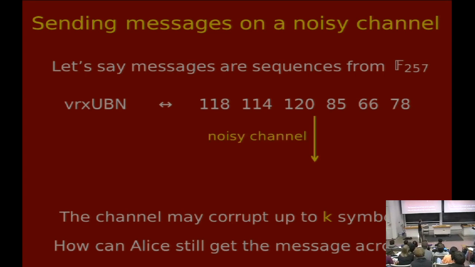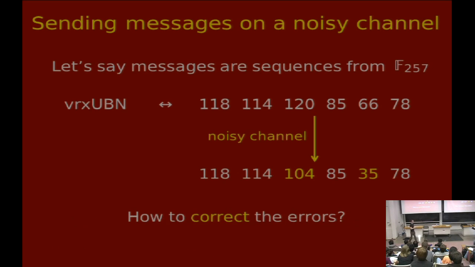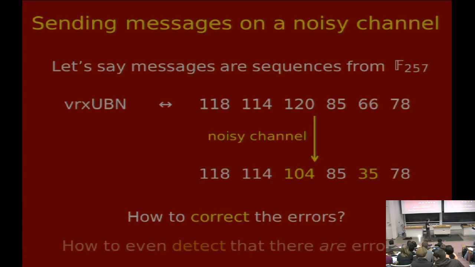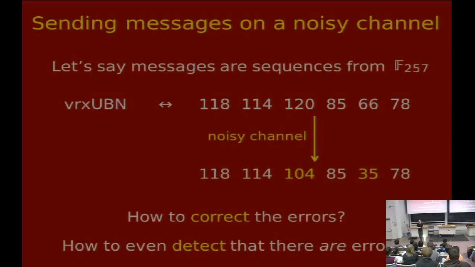Then she sends it on some noisy channel, and some of the field elements get screwed up. Bob receives this, but wants to still know what Alice was sending. You might ask yourself, how can Bob correct these errors? Actually, there's an even trickier problem: how does Bob even know that there are errors? He might feel that the channel is buggy, but where are the errors? He just sees these numbers. He doesn't see the yellow highlights.